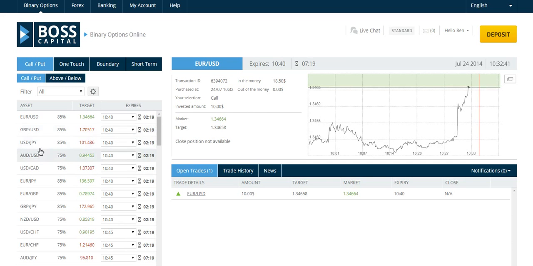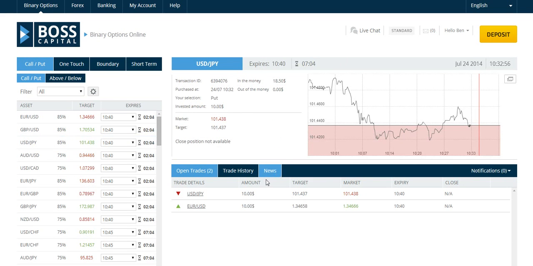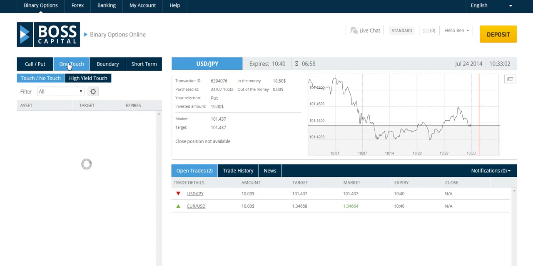And looking at other currencies, if you feel that the dollar yen will go down, you'll place a put. So we can place a put there, so that we now have two official call and put positions. Now let's take a look at some other asset classes as well.